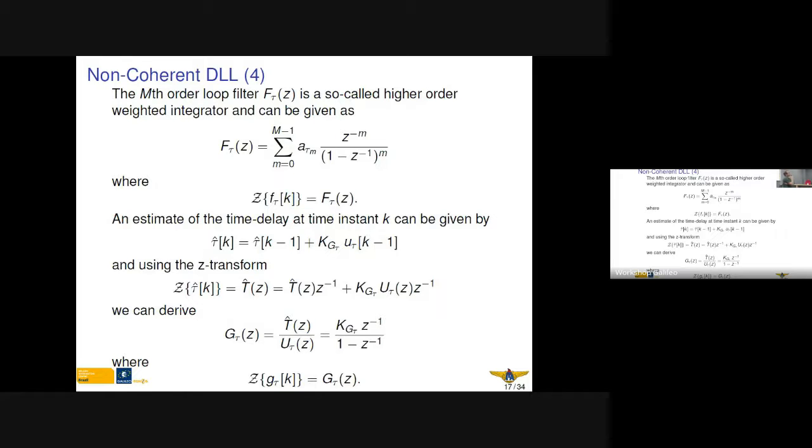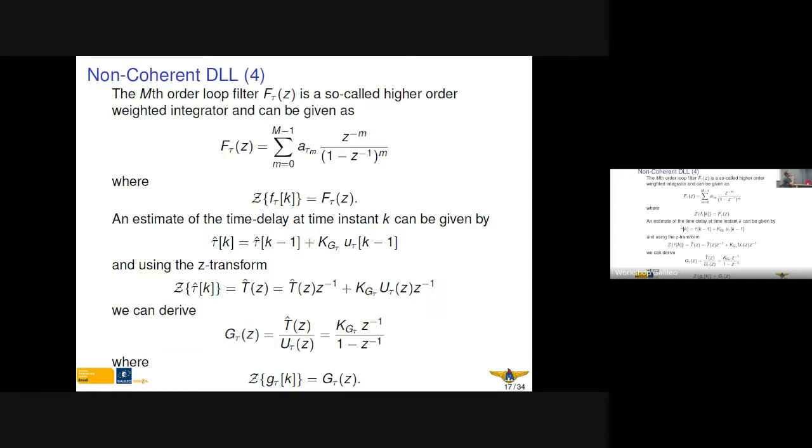The mth order loop filter, F tau, is usually a so-called higher order weighted integrator, and can be given as, with this formulation here, you see, we can define these coefficients alpha tau m for this filter. So this is how to specify the filter.